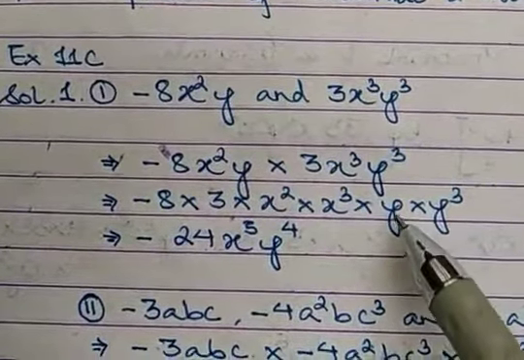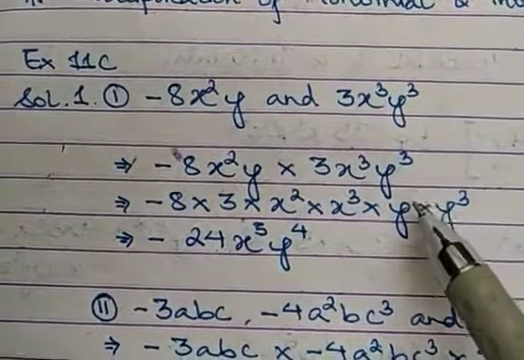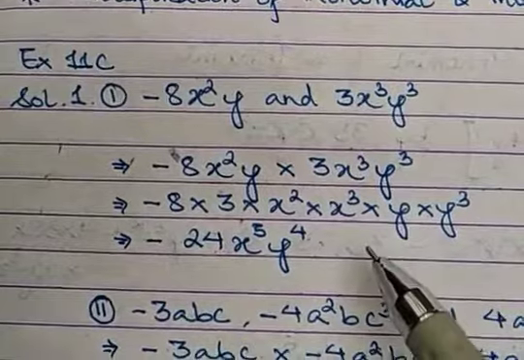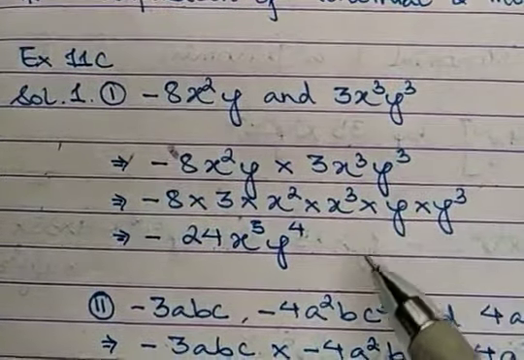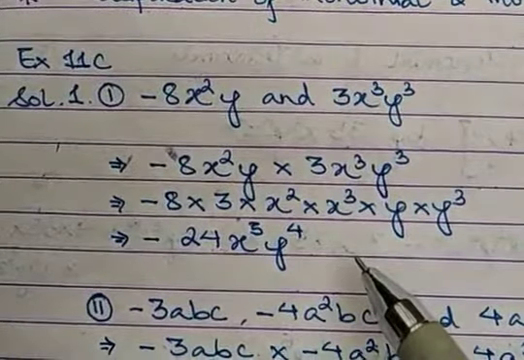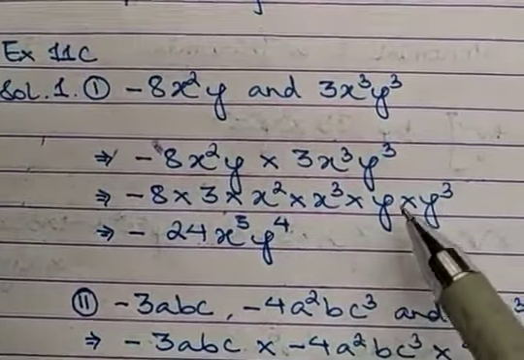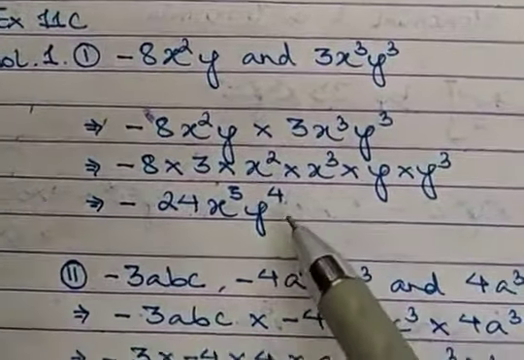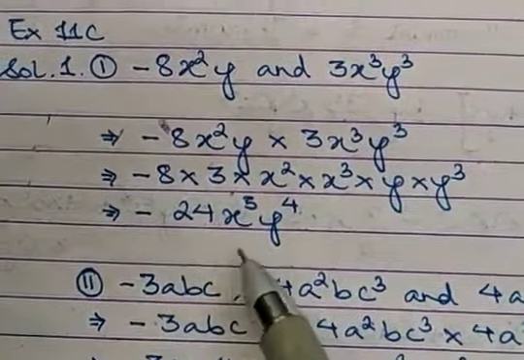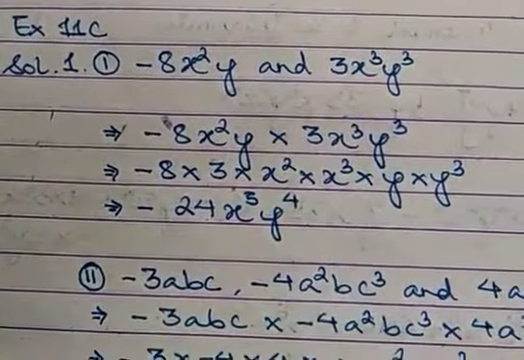Similarly here, the power for y is 1. Since the power is not written, as we have already done in the basics as well, if the power is not given, that means the power is always 1, isn't it? It's not 0, remember that. So 1 plus 3 is 4, isn't it? So y to the power 4, and we are done here. See, minus 24, x to the power 5, y to the power 4.